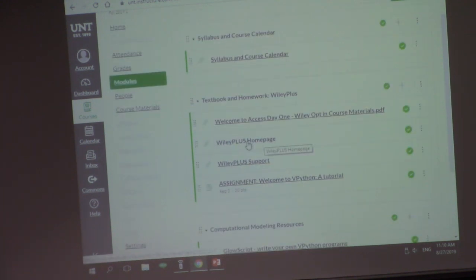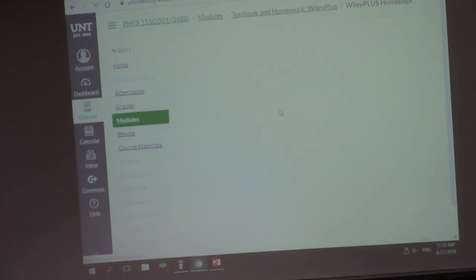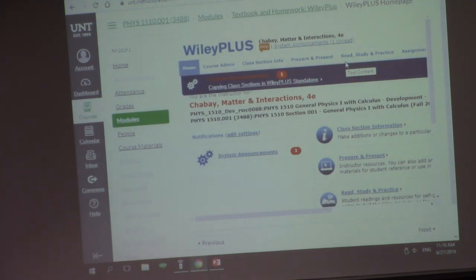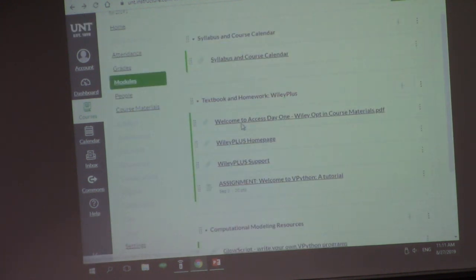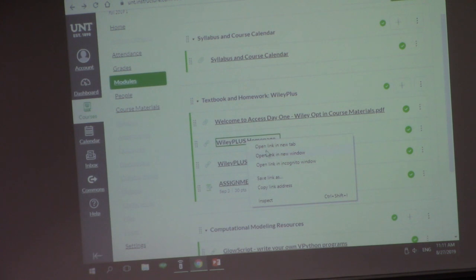Wiley Plus is the system that has both the ebook and the homework. If you go there, it's actually best to do it in a new tab. That was probably a bad idea. Let's see if we can do this in a new tab. Yeah. There we go.